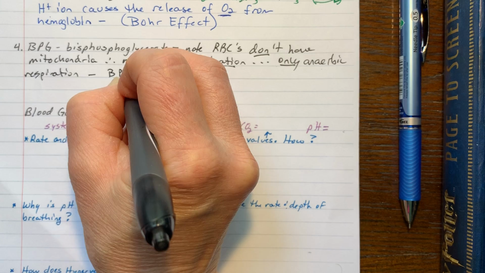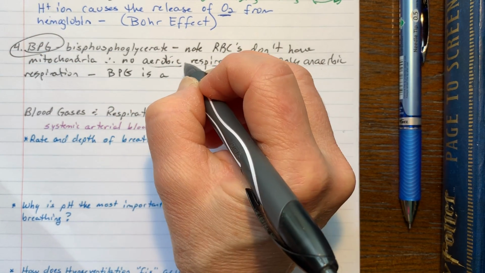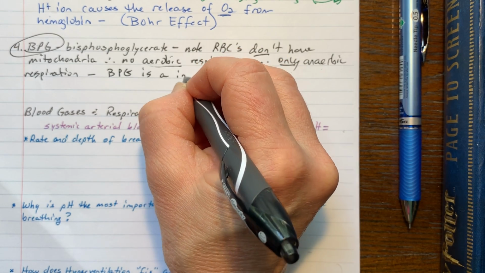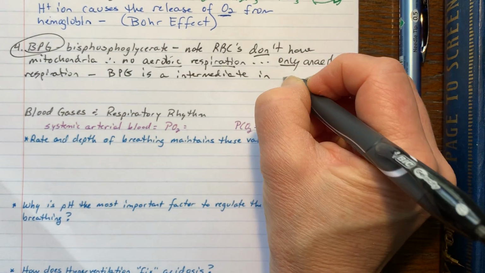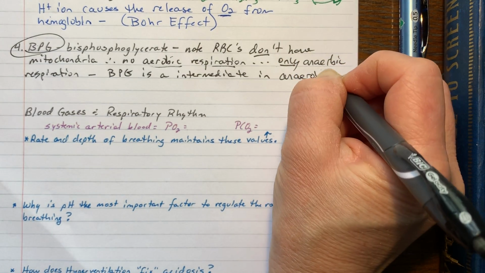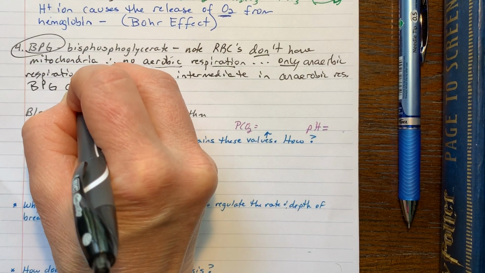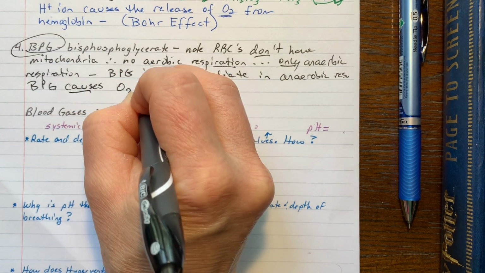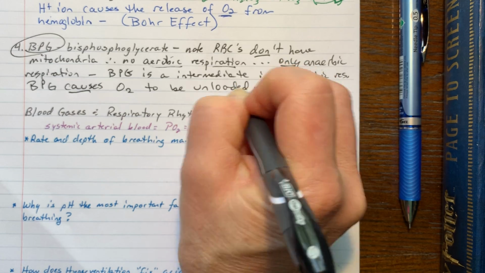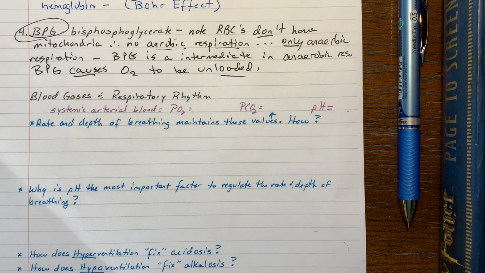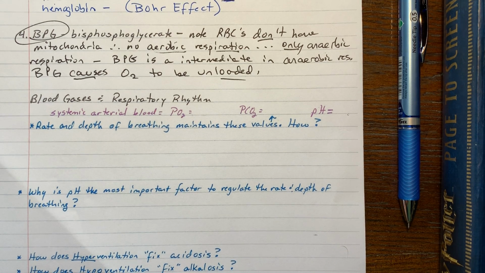And BPG is an intermediate in anaerobic respiration. BPG causes oxygen to be unloaded. Good. So is that 4? Yeah, that's 4.